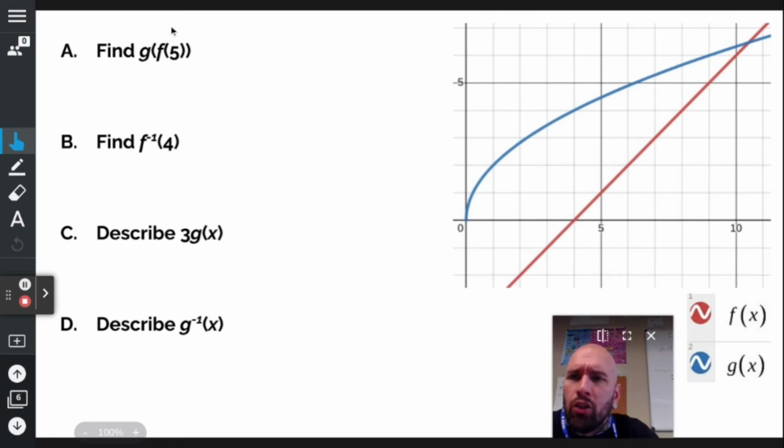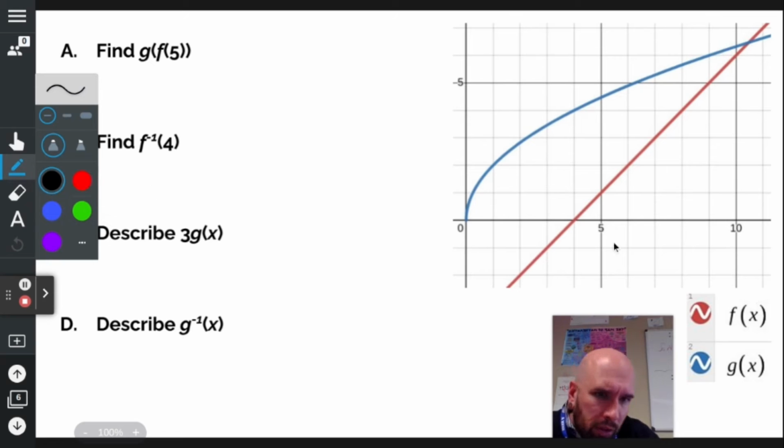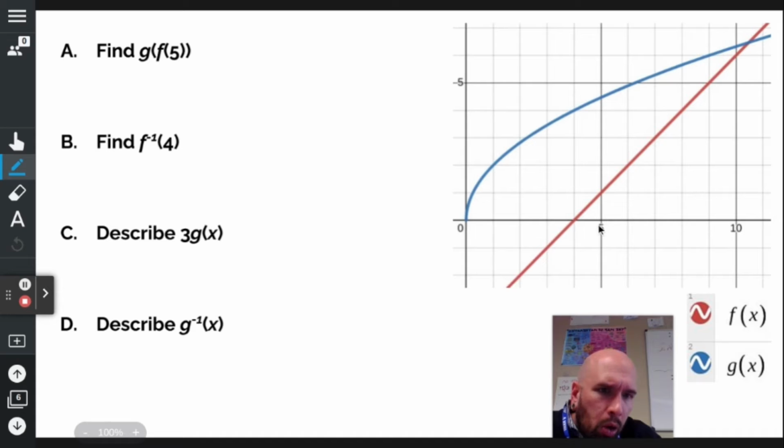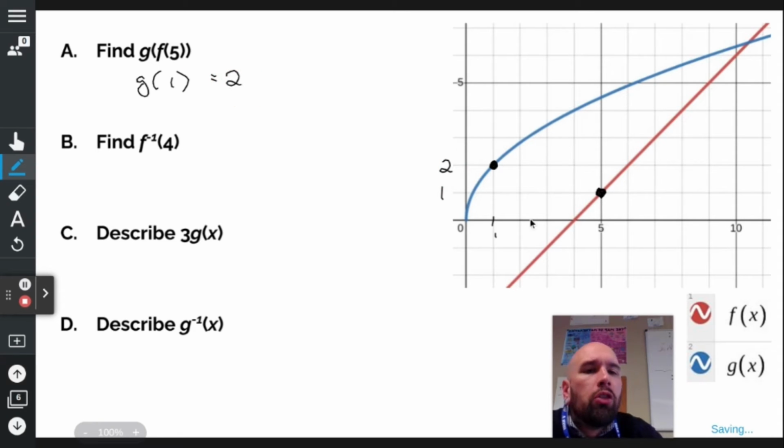What am I doing? Find G of f of 5. All right, well, let's find f of 5 first. Here's 5. So f of 5 means I go along the red line, and f of 5 is going to be 1. So f of 5 is 1. So now that I know that, I can find out what G of 1 is. G is the blue guy. So G of 1 means I go to 1 all along the blue guy, and it lives right there at 2. So G of 1 is 2. So you plug it into the one guy to get the other guy. Okay?